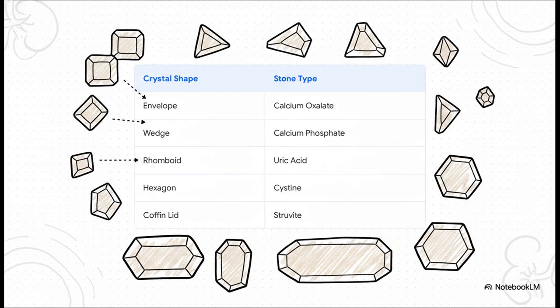And this brilliantly illustrates how connecting geometric shapes to stone types makes diagnosing nephrolithiasis highly visual and intuitive. An envelope shape? That means calcium oxalate. A wedge is calcium phosphate. Rhomboid points to uric acid. Hexagons are cysteine stones. And that ominous coffin lid appearance? Yep, that's your struvite stone we mentioned earlier. It's like a giant puzzle.